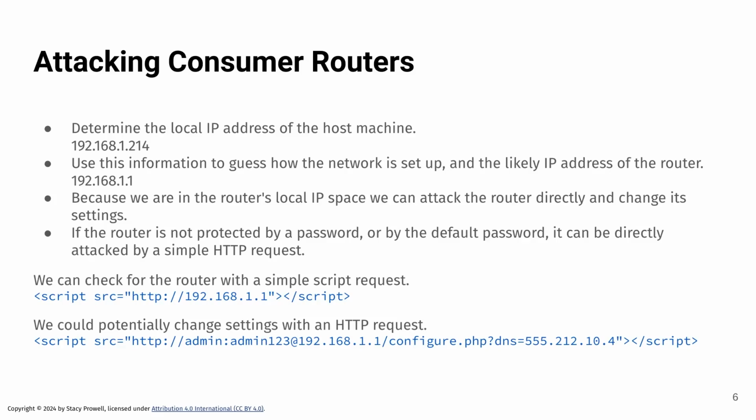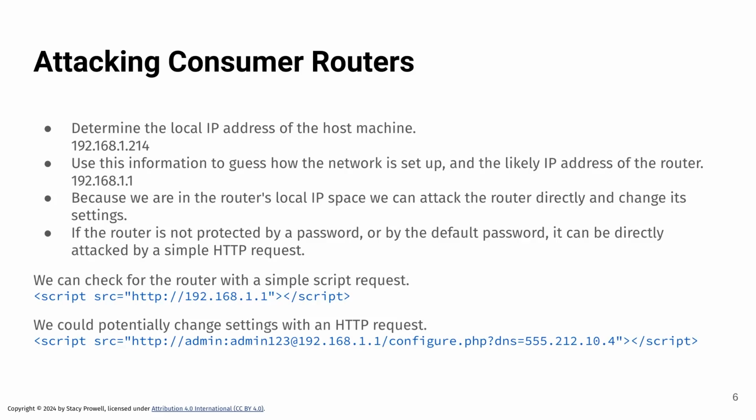Can you really attack routers this way? Sure. One, you can determine the local IP address of the host machine from inside a script. Say it's 192.168.1.214. Once I know that, I can guess what your router IP is. It's probably 192.168.1.1. So once I've guessed it, we're in the router's IP space, maybe we can change settings.